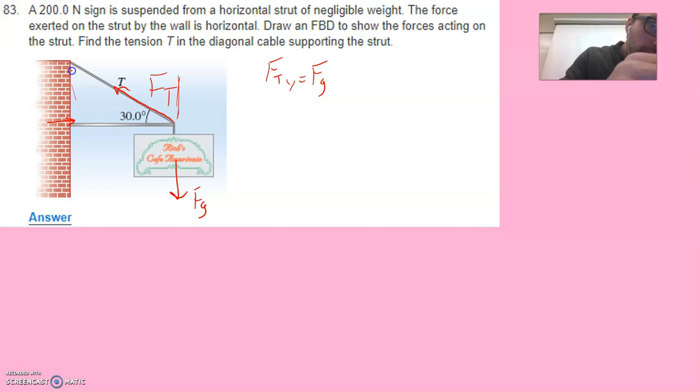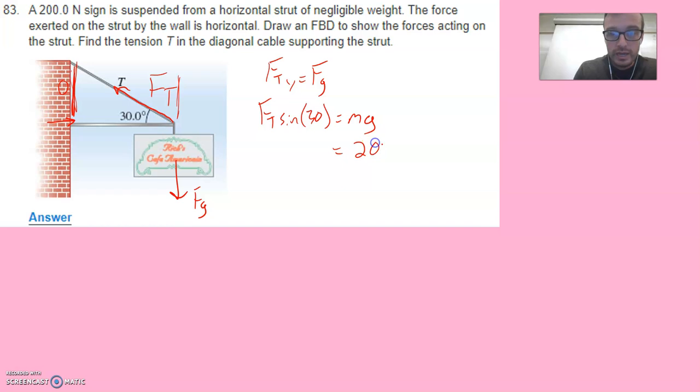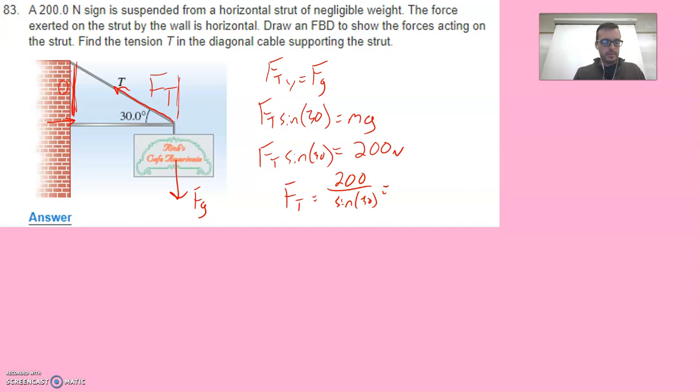The y component of the force is this one. That would be opposite the 30 degrees, so in this case, we do use sine. FT sine of 30 is going to be equal to mg. Now, it says a 200 newton sign, and we know that weight is the force of gravity, so that's that side of the equation. And so here we just have FT sine of 30. Then FT would be equal to 200 newtons divided by the sine of 30, which if we drop that into our calculator would be 400.